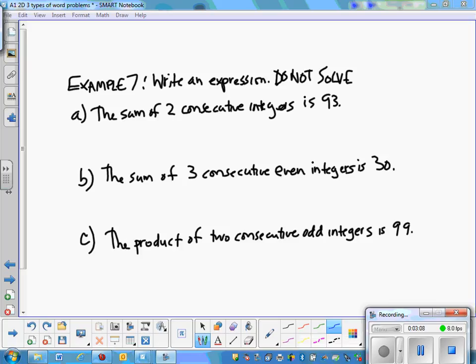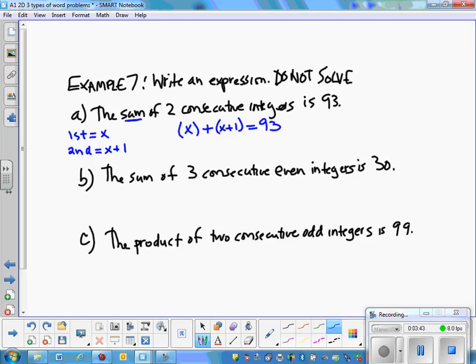Example 7, we're going to write an expression for the following statements, and we're not going to solve it this time. A, the sum, so sum means an addition problem, of 2 consecutive integers is 93. So this is just consecutive integers. So our first integer will be x, and our second integer will just add 1 to it. We have the sum, so we're going to add them. So we'll have the first one plus the second one equals 93.